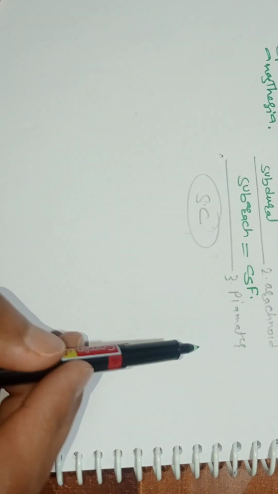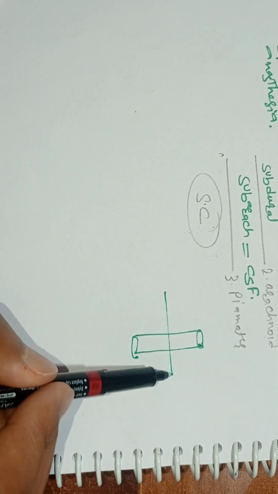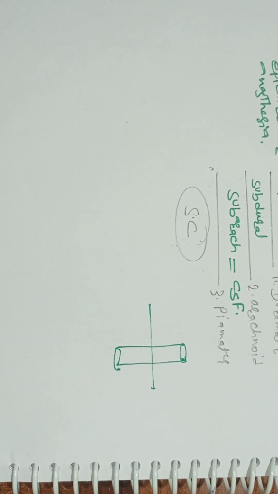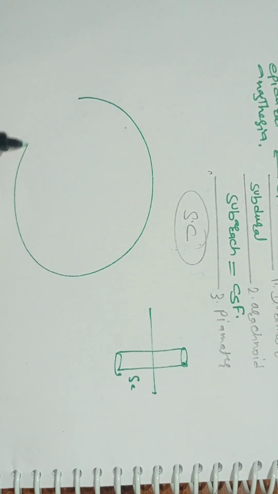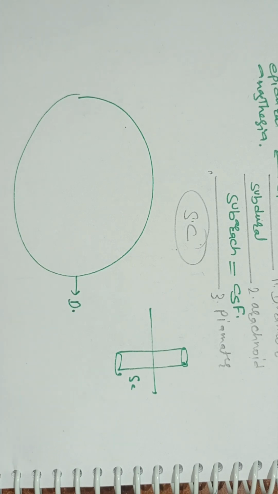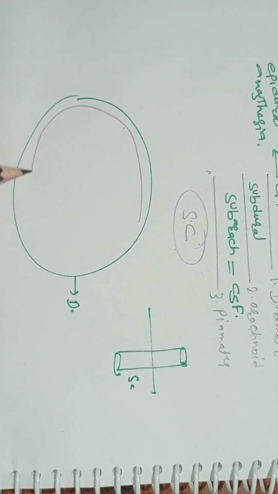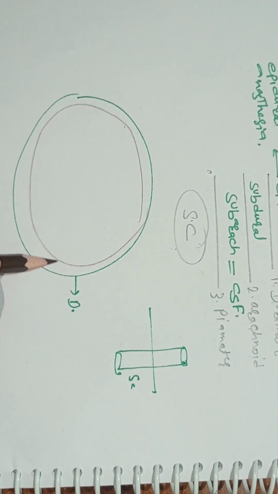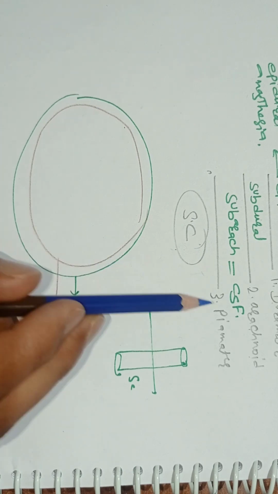If we consider this as the spinal cord and we cut it, we have a transverse cross section of the spinal cord. The first layer that we will see will be the dura mater. So this is the dura mater. Inside the dura mater we will see the arachnoid mater. This is the arachnoid mater, and inside the arachnoid mater we will see the pia mater.